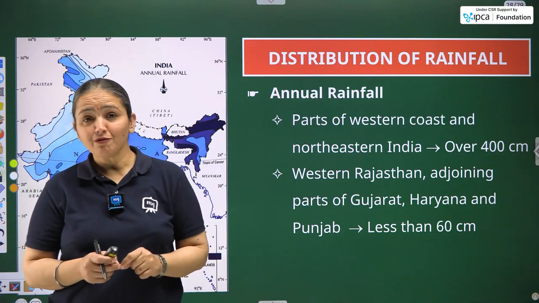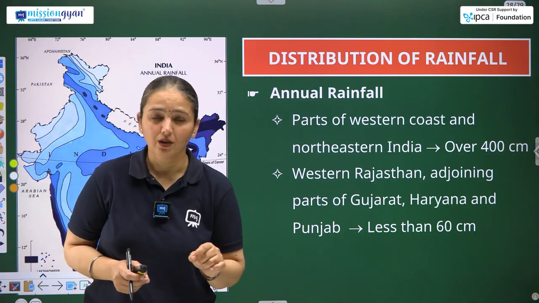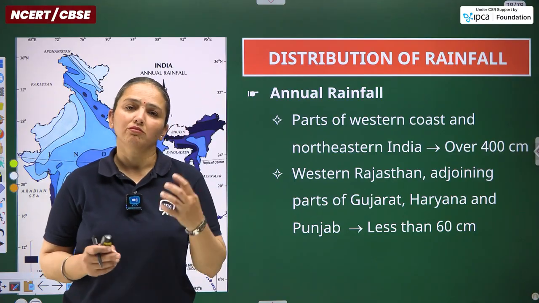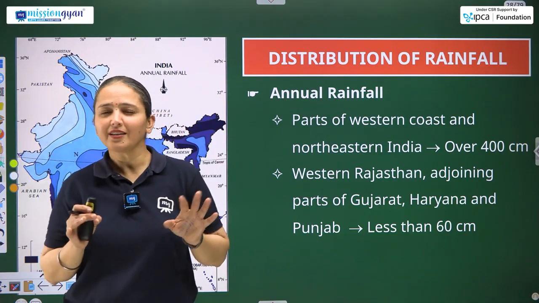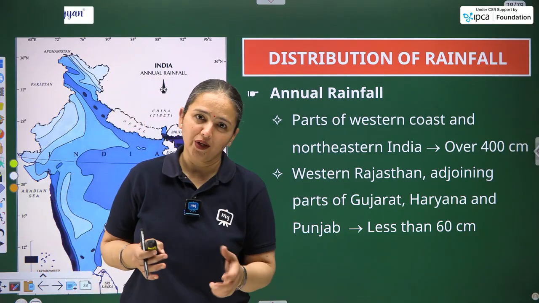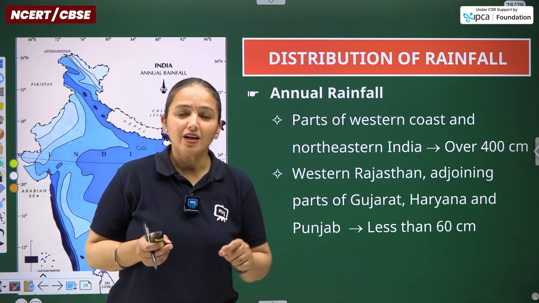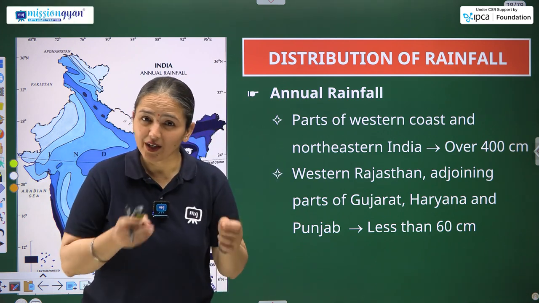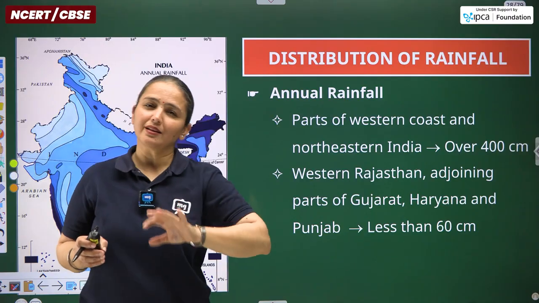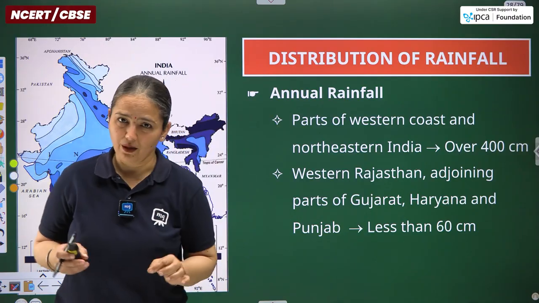Distribution of rainfall is not even on the Indian mainland. The reasons are various and naturally occurring. There is no human interference in that part. I won't say human interference is null and void in that part. It does exist, but only to an extremely scarce extent.